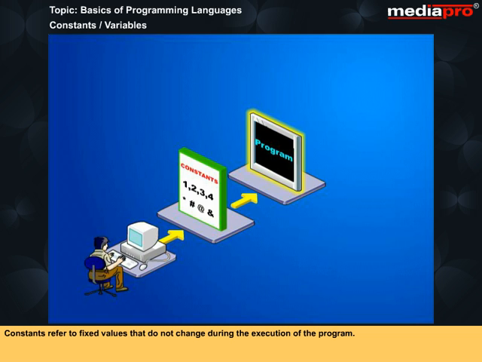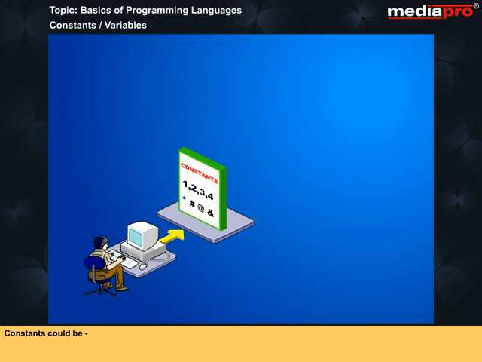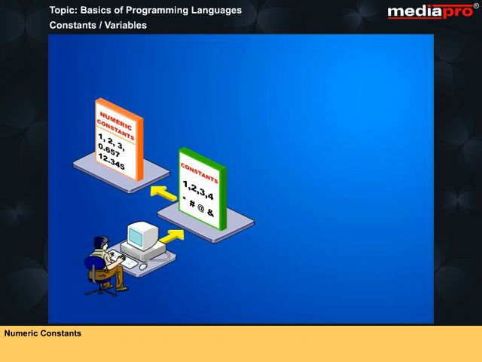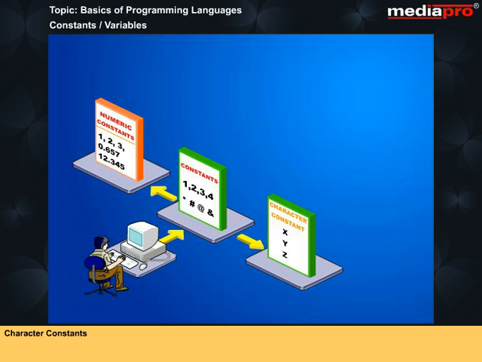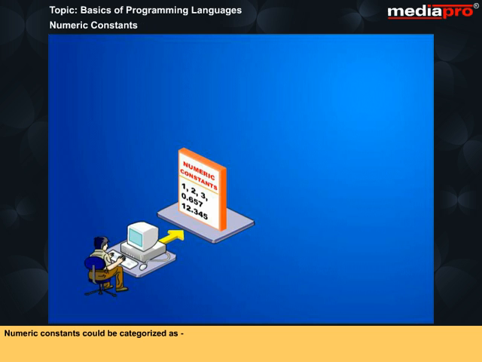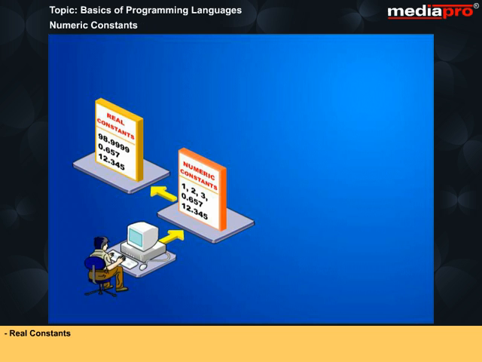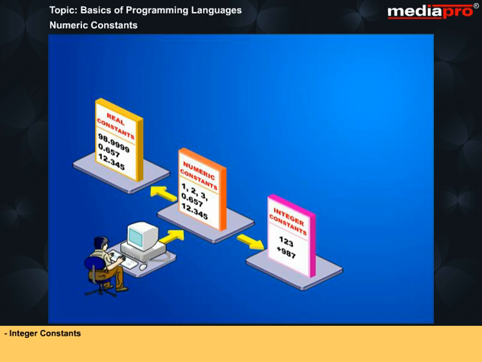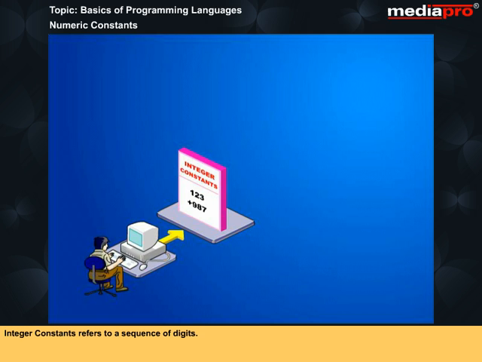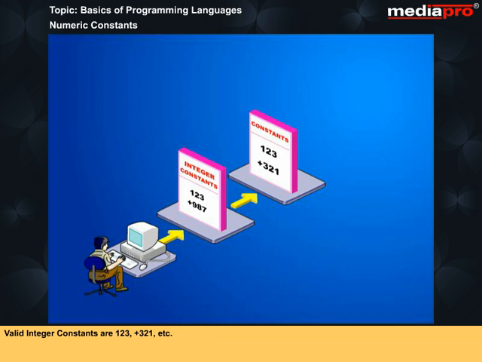Constants refer to fixed values that do not change during the execution of the program. Constants could be numeric constants, character constants. Numeric constants could be categorized as real constants and integer constants. Integer constants refer to a sequence of digits. Valid integer constants are 123, +321, etc.